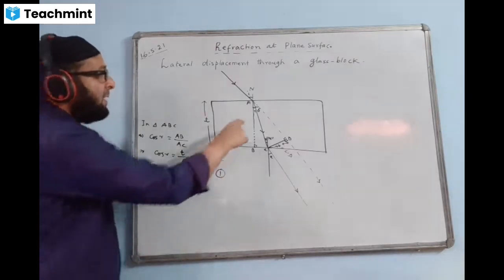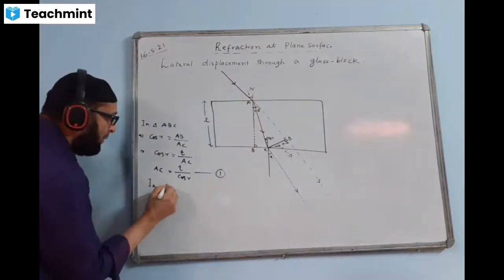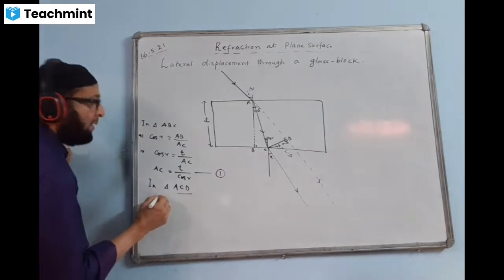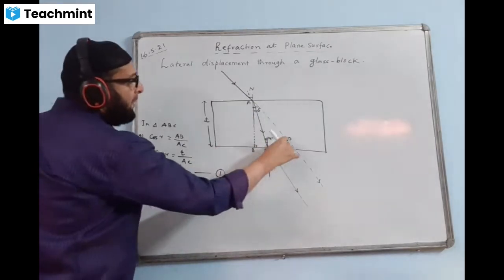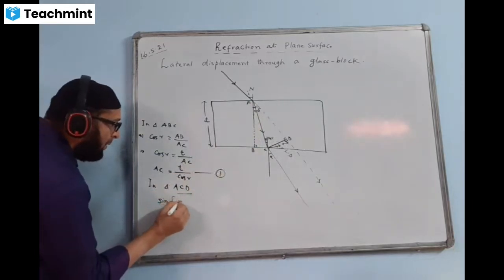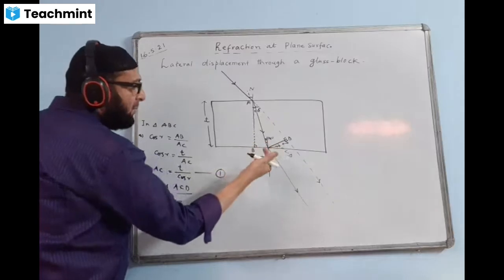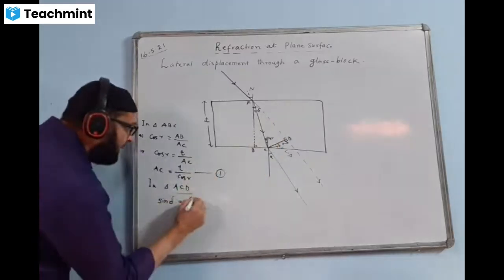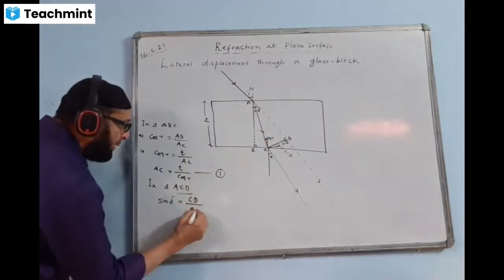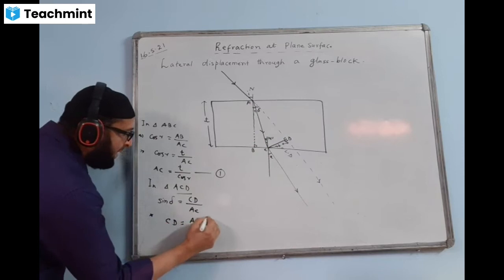Now I'll take another triangle. The name of the triangle is ACD. In triangle ACD, I'll use sine because it is perpendicular by the hypotenuse. Sine delta will be perpendicular over hypotenuse. Opposite to the given angle is the perpendicular. Remember. So I write first CD upon the hypotenuse AC. CD is equal to, cross multiplying, AC sine delta.